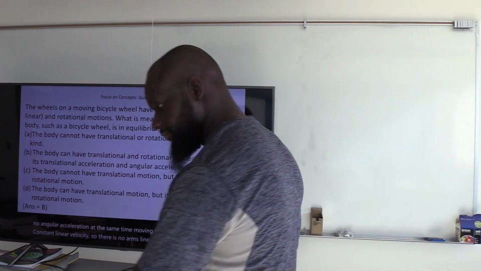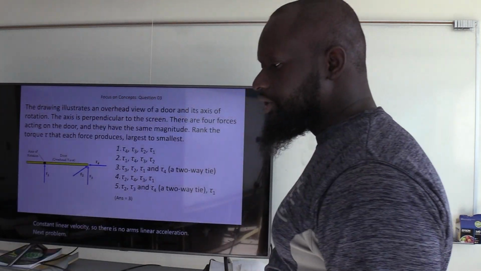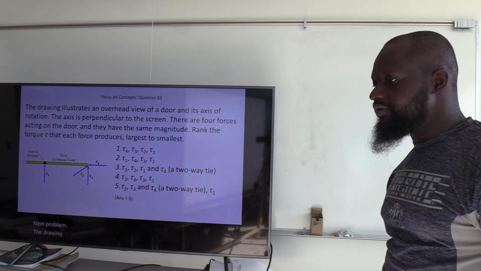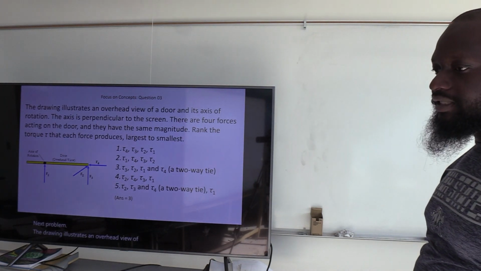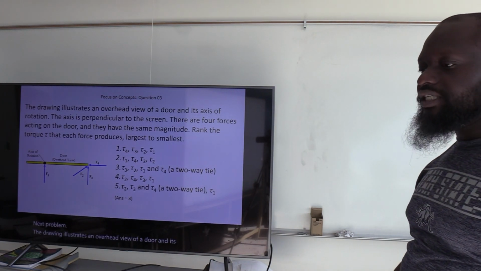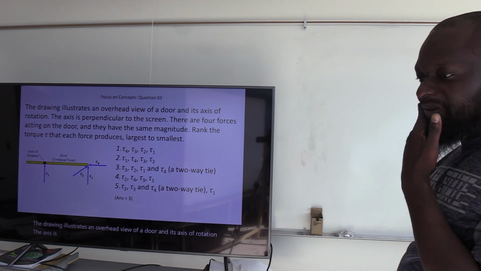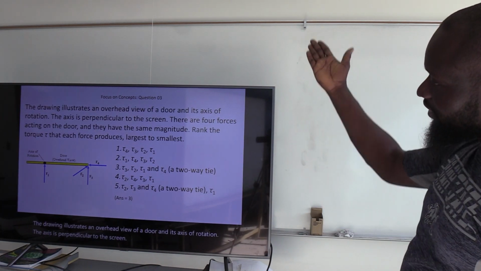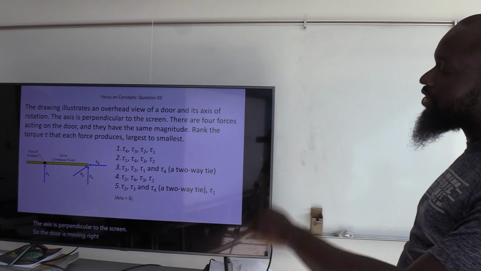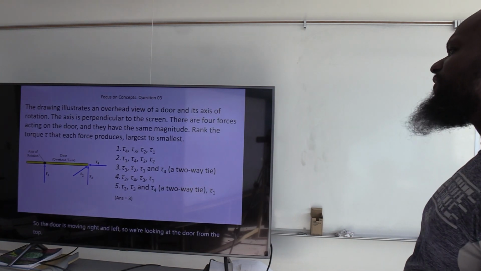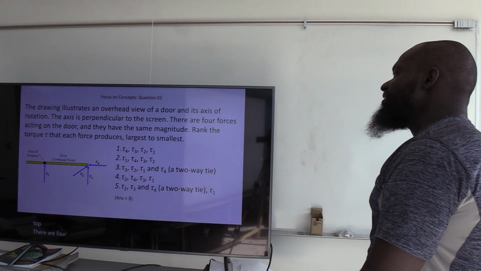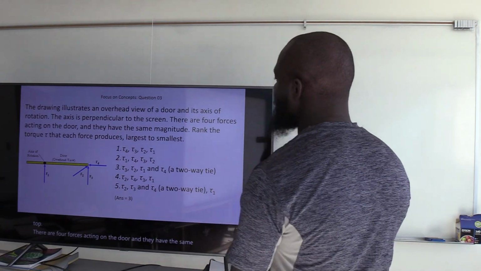Next problem. The drawing illustrates an overhead view of a door and its axis of rotation. The axis is perpendicular to the screen, so the door is moving right and left. So we're looking at the door from the top. There are 4 forces acting on the door, and they have the same magnitude. Rank the torque that each force produces.